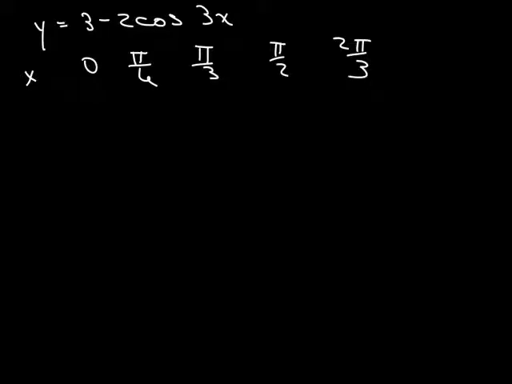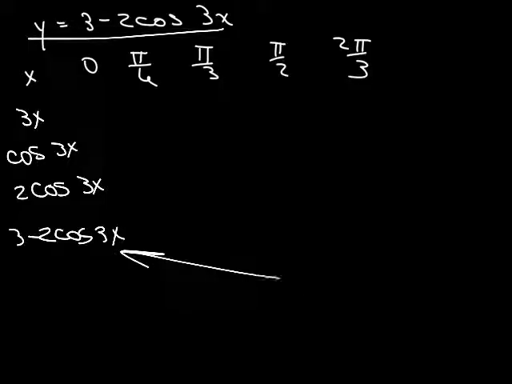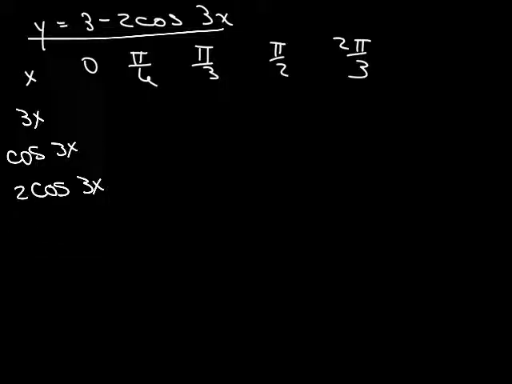We take 3x, then we take the cosine of 3x, then we multiply 2 times the cosine of 3x, then we write it as 3 minus 2 cosine of 3x, and we keep filling in our spaces. So this one right here is actually my y value because it says that y equals that. So let's go ahead and just call it our y value. And so when x is 0, our y is 1, and then we've got a 3, and then we've got a 5, and then we've got a 3, and then a 1.